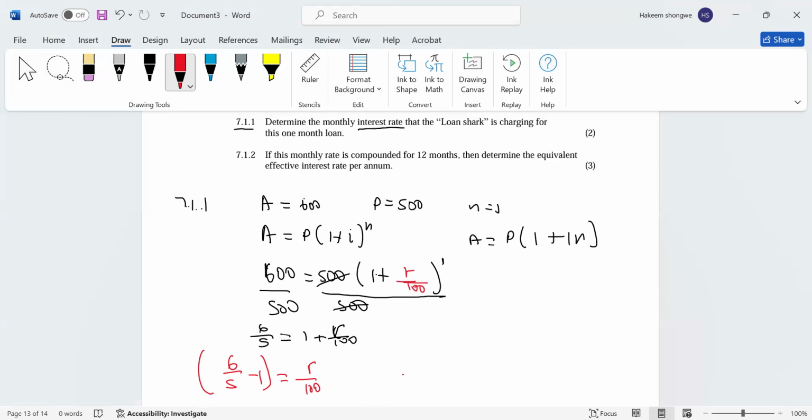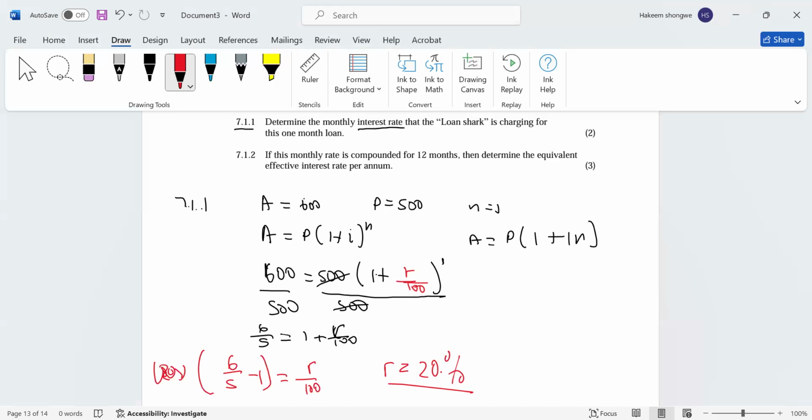Multiply by 100, and the interest rate is 20%. So our interest rate as a percentage is 20%.